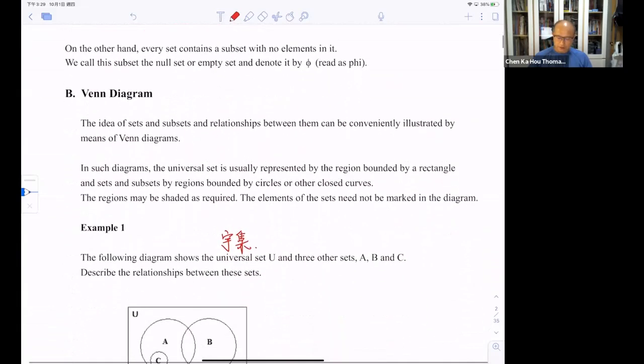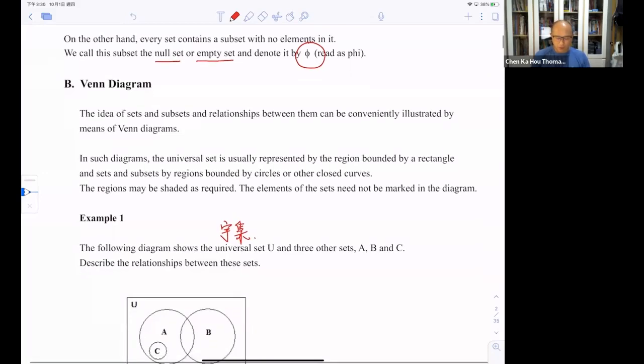Another thing: sometimes a set is empty, like an empty box. Although there is a box, nothing is inside. We call this the empty set or null set. We use the Greek symbol phi to denote it. In Chinese it is 虛集, a set with nothing inside.